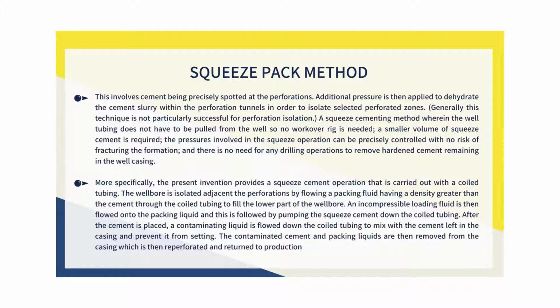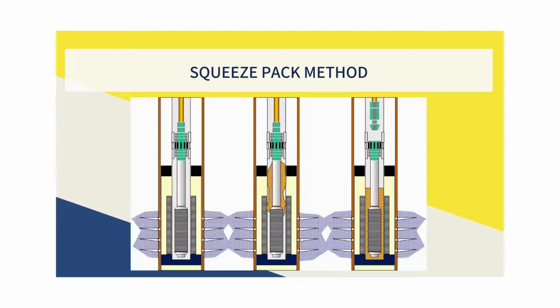An incompressible loading fluid is then flowed onto the packing liquid, and this is followed by pumping the squeeze cement down the coiled tubing. After the cement is placed, a contaminating liquid is flowed down the coiled tubing to mix with the cement left in the casing and prevent it from setting. The contaminated cement and packing liquids are then removed from the casing, which is then reperforated and returned to production.